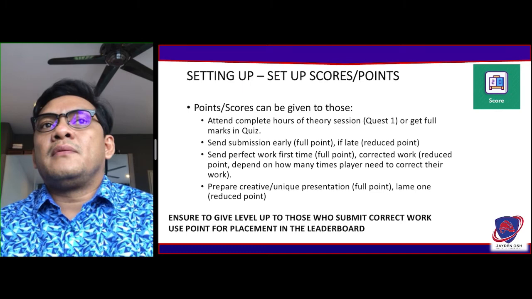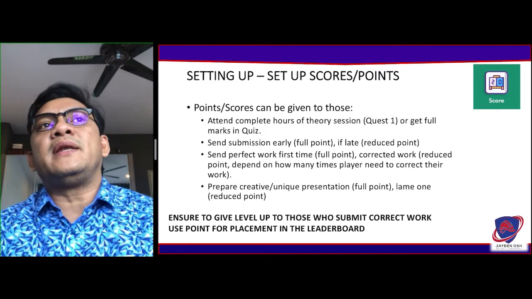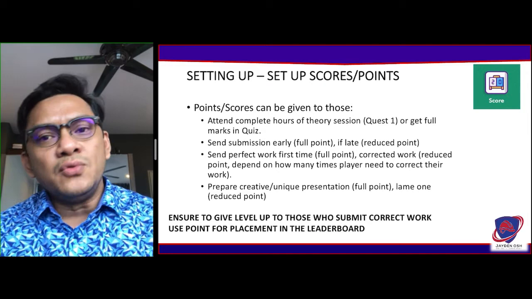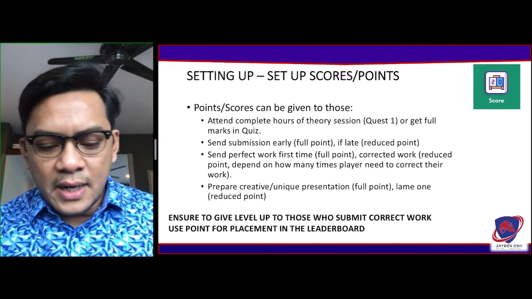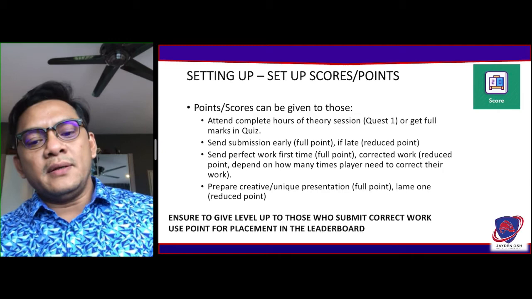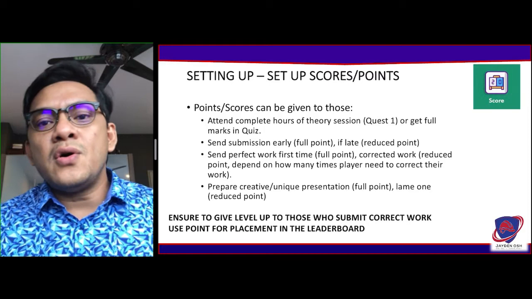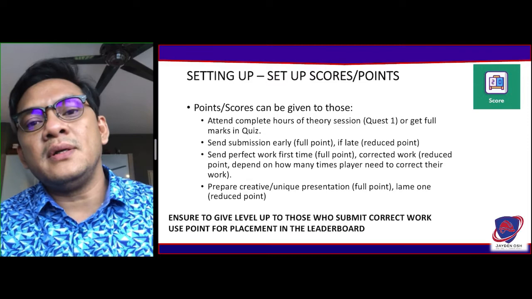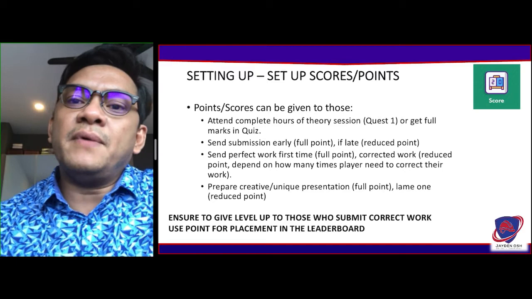To level up, players must demonstrate that they have understood the concept of risk assessment in each of the quests, and be able to demonstrate the process, the method or the technique for identifying hazards, for assessing the risk, and how to reduce the risk. That is very important. And the scores or points are additional elements that can set up competition among the players. So these are some suggestions of points or scores that can be used within the program.